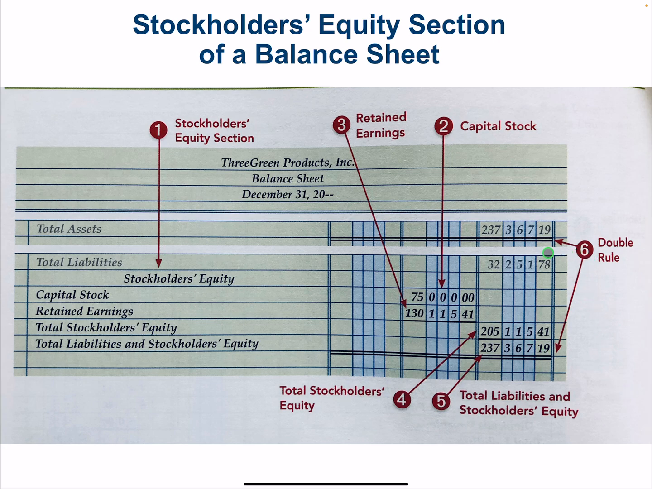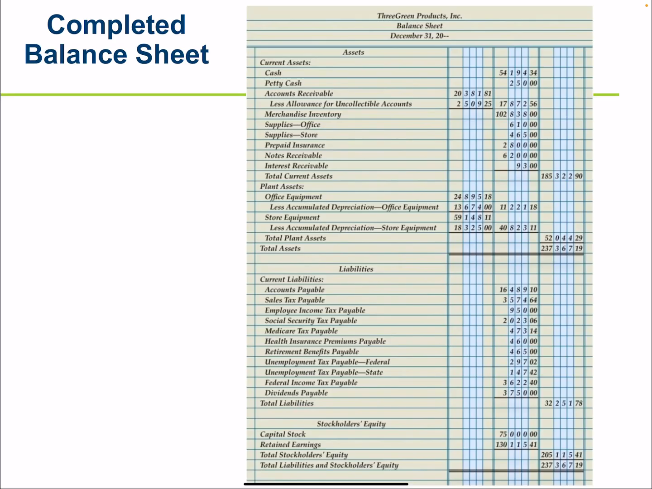Once that happens, we will double rule across all three columns. And remember, our balance sheet, our accounting equation, is assets equals liabilities plus owner's equity, or in this case, stockholders' equity. And again, when we're all done, this is what our completed balance sheet looks like. You can see in the top portion, we have our assets. In our bottom portion, we have our liabilities and we have our stockholders' equity. And again, once those two equal out, we would double rule.